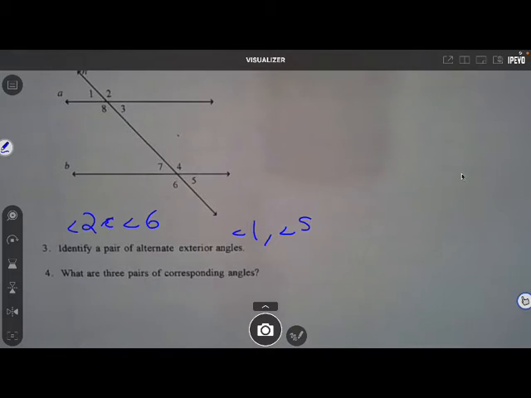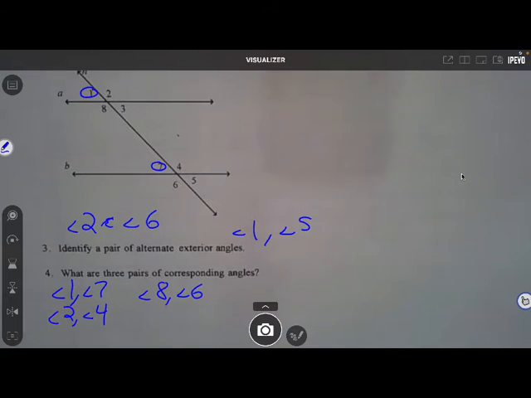Okay, what are 3 pairs of corresponding angles? 1 and 7. So I would write angle 1 and angle 7. What's another one? 2 and 4. Angle 2, angle 4. What's another one? 8 and 6. Angle 8 with angle 6. 3 and 5. And you could have also said 3 and 5. You have to know what corresponding angles are.